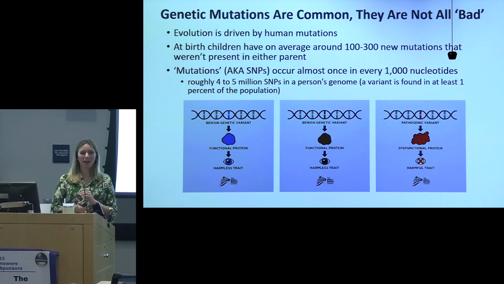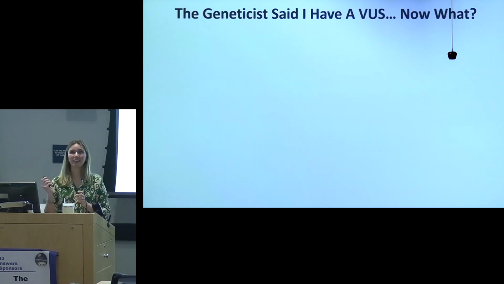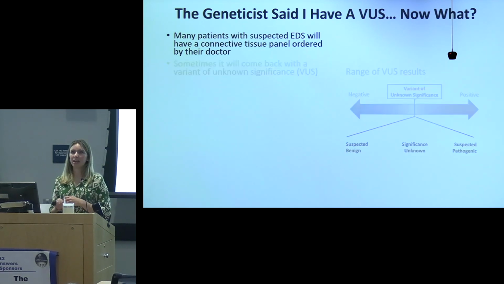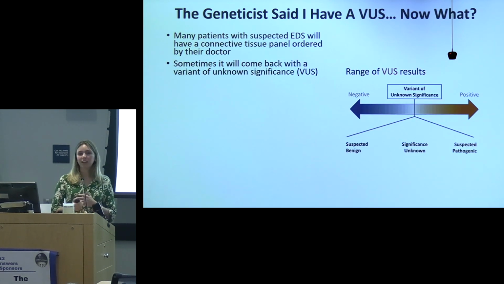That leads me to talking about everyone's favorite thing, variants of uncertain significance, or VUS. A lot of patients with suspected EDS will have a connective tissue panel ordered, and they will find that they have a variant of uncertain significance in maybe collagen 5 or ZNF or some other gene involved in a type of EDS. And the doctor usually says, we don't know what this means, there's not enough information, and sends you away.